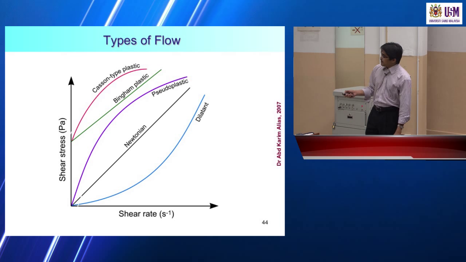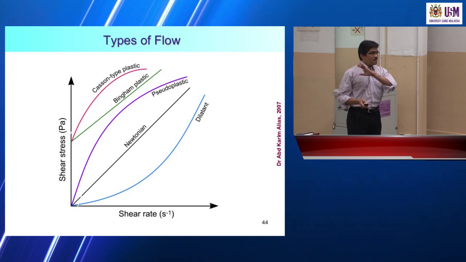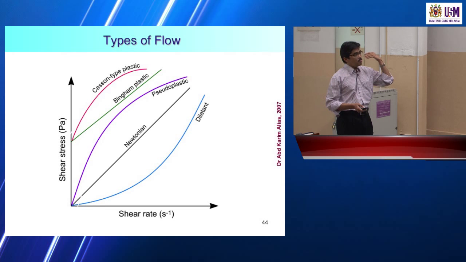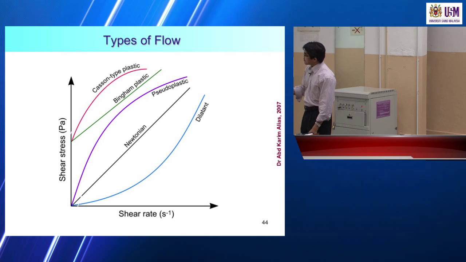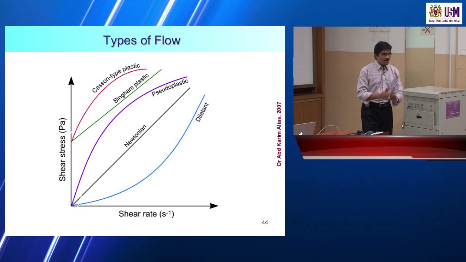What about other types of flow behavior? Now we have pseudoplastic, Bingham plastic, Casson type plastic, and many other plastic type behaviors. Here on this graph, I'll show you only five types, but there are more. These are the more common ones that we will encounter in most food samples. And dilatant type is probably the least common. It is very difficult to find a sample which displays dilatant behavior. But the most common are perhaps Newtonian and pseudoplastic, and maybe Bingham and Casson type plastic.